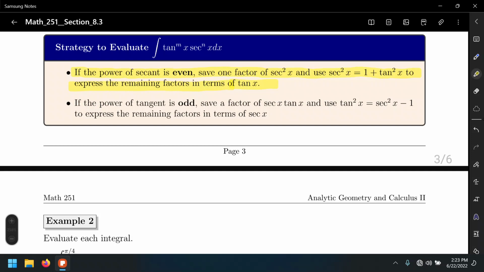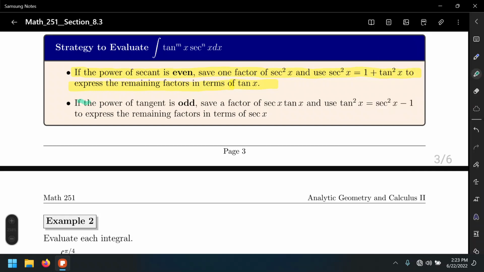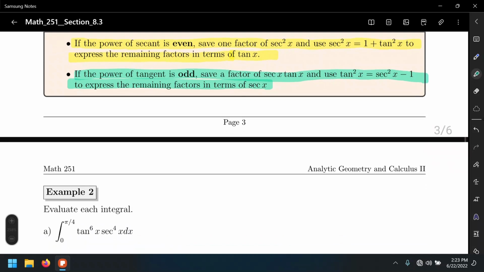All right, if the power of tangent is odd, in this case save one factor of secant tangent, because secant tangent is the derivative of what function? Secant. So in this case we represent everything in terms of secant. When our u is secant, its derivative is secant tangent, and that's the u du part of the problem. All right, let's have a look at one example.